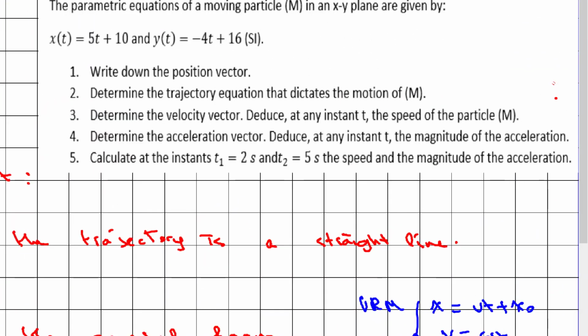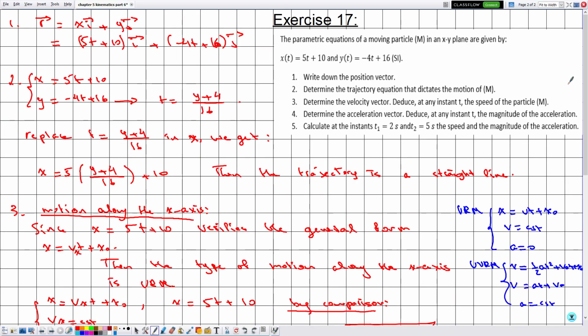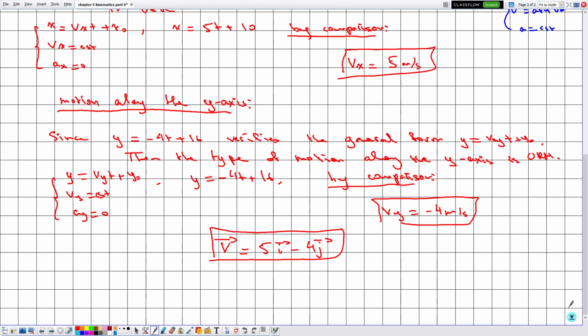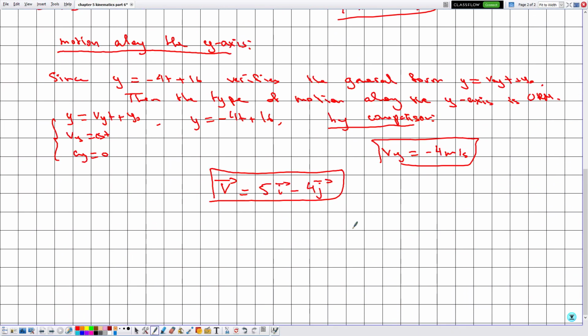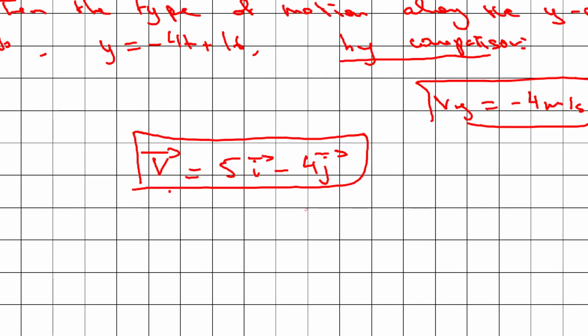Now they are telling me to deduce at any instant the speed v of the particle M, and by deduce it means that we need to use the previous part. In the previous part we have determined the vector v, which is the velocity, and this consists of 4 properties: point of application, line of action, direction, and magnitude. The magnitude stands for v without a vector, and this represents the speed.